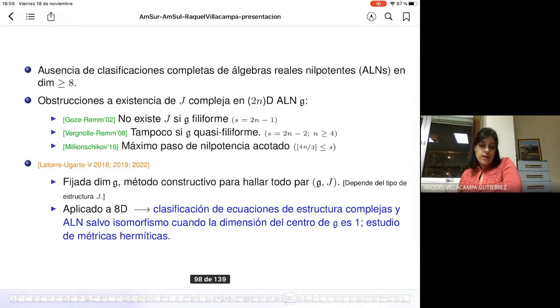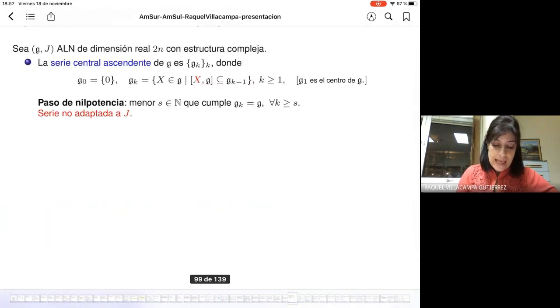Well, with Adela Latorre and Luis Ugarte, we have obtained a constructive method in order to obtain any pair of nilpotent Lie algebra and complex structure, and we have developed this method in dimension 8 for the particular case of Lie algebras whose center has dimension equal to 1. Okay. What is the point? Well, we have a nilpotent Lie algebra.